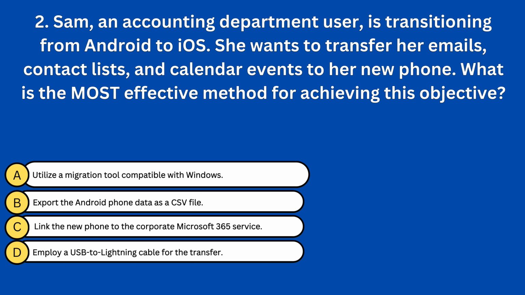Utilize a migration tool compatible with Windows. Export the Android phone data as a CSV file. Link the new phone to the corporate Microsoft 365 service. Employ a USB to Lightning cable for the transfer.